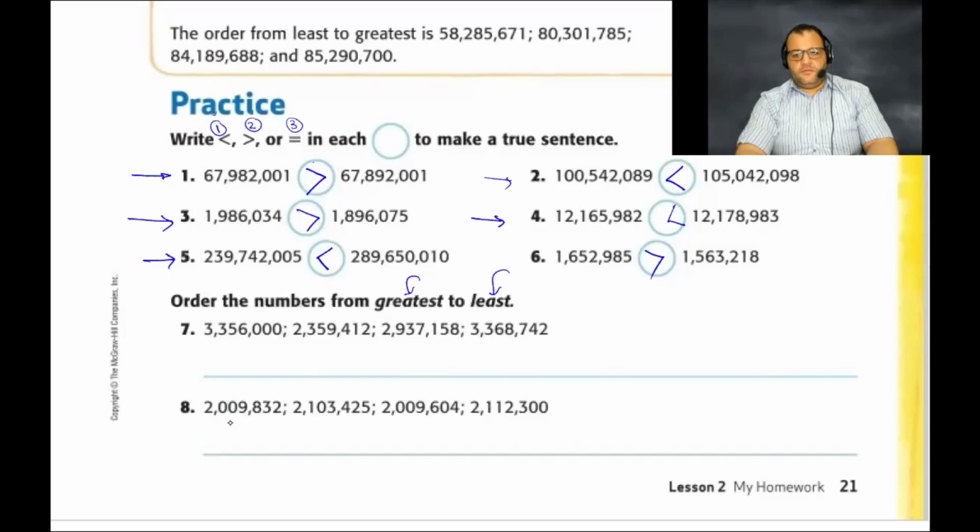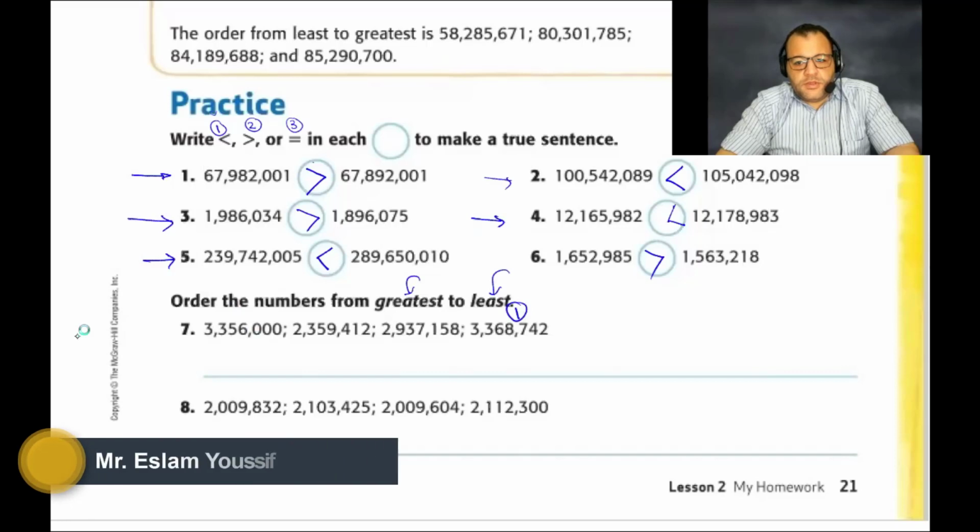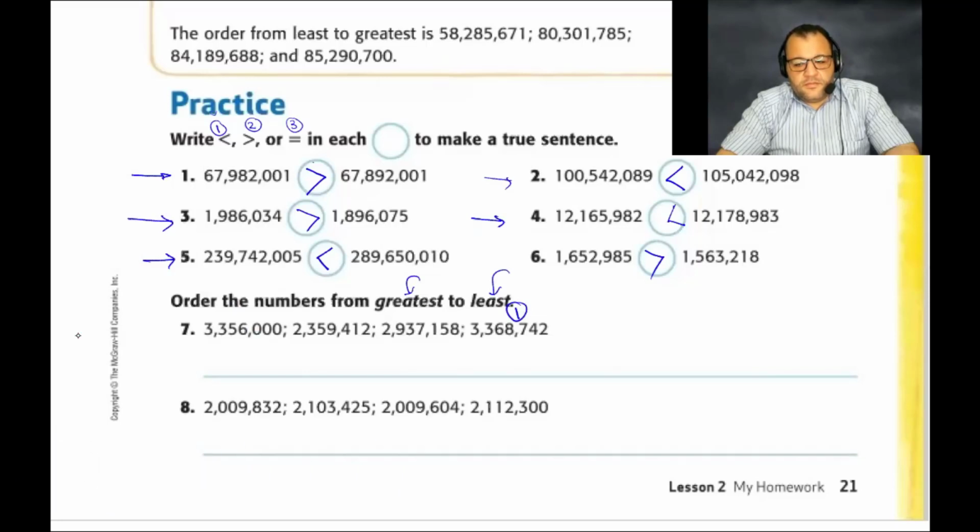From the greatest to the least? Yes. 3 million, 368,000, 742. Okay, I need the second number. What is the second number from the greatest to the smallest? Yes, the second number is 3,000,000 356 thousand. Yes, that's number two.